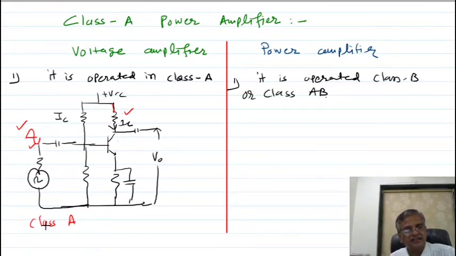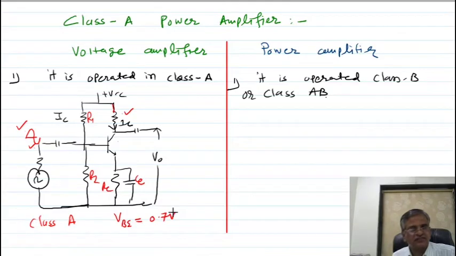Listen again. What does class A mean? Class A means collector current will flow for both halves of the AC input cycle. Now you may ask, sir, how is it possible? It is possible if you keep the base emitter voltage VBE of the order of 0.65 or 0.7 volt.